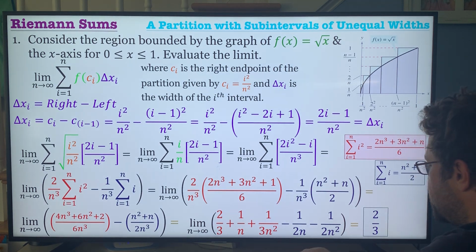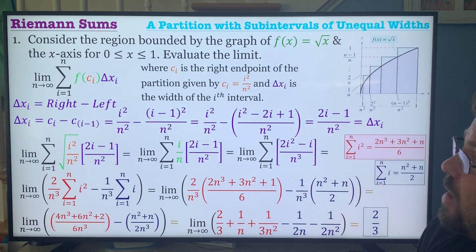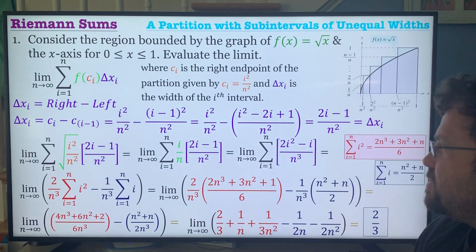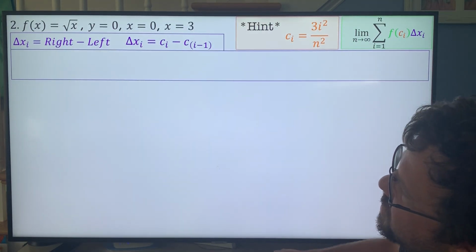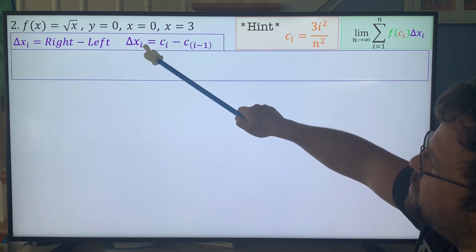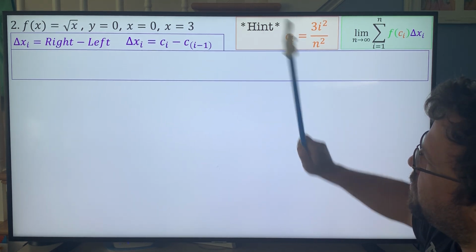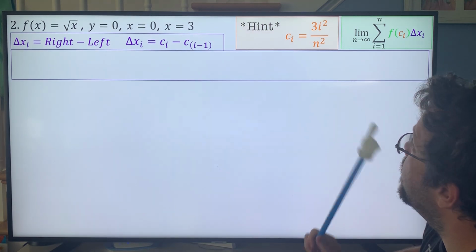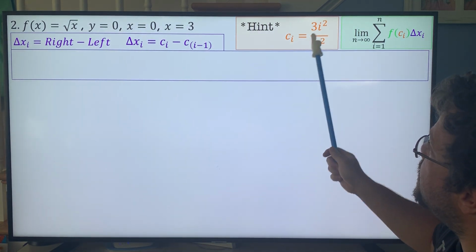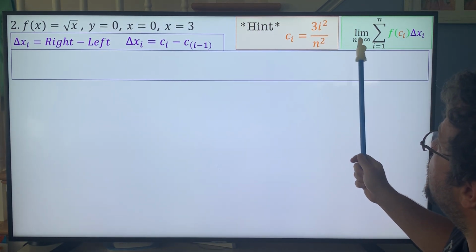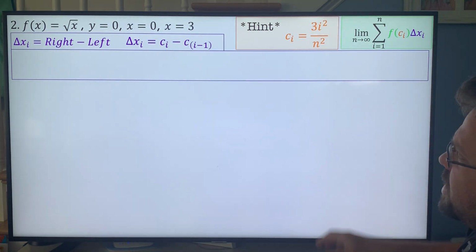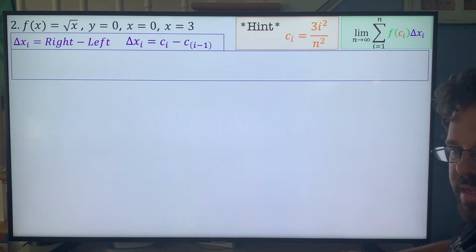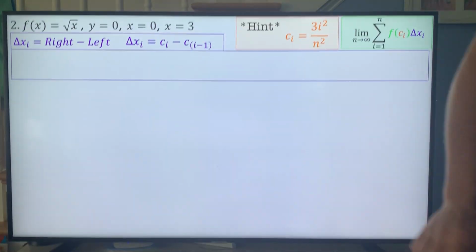Not too terrible for the first shot, right? Why don't we try another example? All right, so in this case, as I said before, delta xi is your right minus left, or it is your ci minus your ci minus 1, okay? Now in this case, I'm just going to tell you ci is 3i squared over n squared, and here's the limit formula we've been using. So first thing I want you guys to do is use ci to find delta xi. So go.